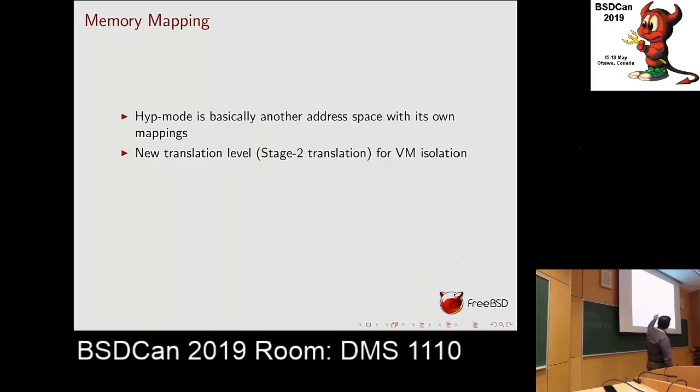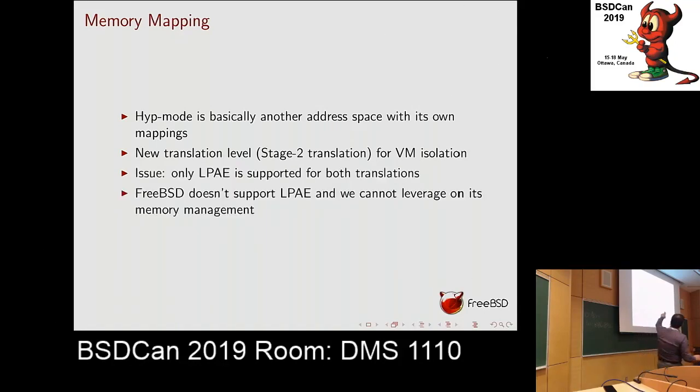Also, we have a new translation level called stage 2 translation for VM isolation. What is this stage 2 translation used for? You know that we have a page table which translates virtual addresses to physical addresses. For the virtual machines, the virtual machines have their own page tables, which they think translate from virtual to physical. But these physical addresses are what we call intermediate physical addresses. And we have another level, the stage 2 level, which is managed by the hypervisor. So basically the hypervisor can control which physical addresses the VM can access through this stage 2 translation.